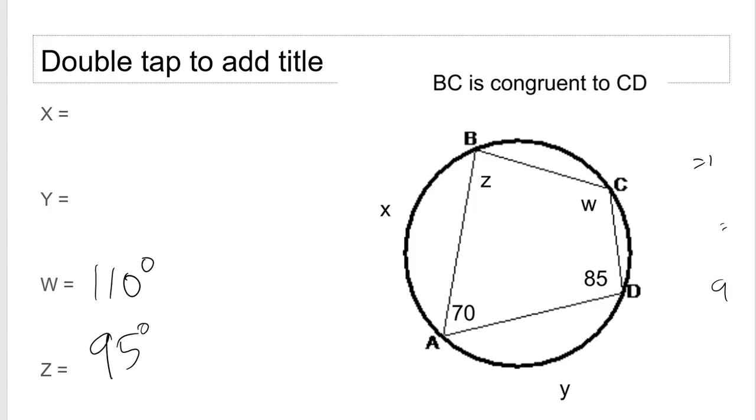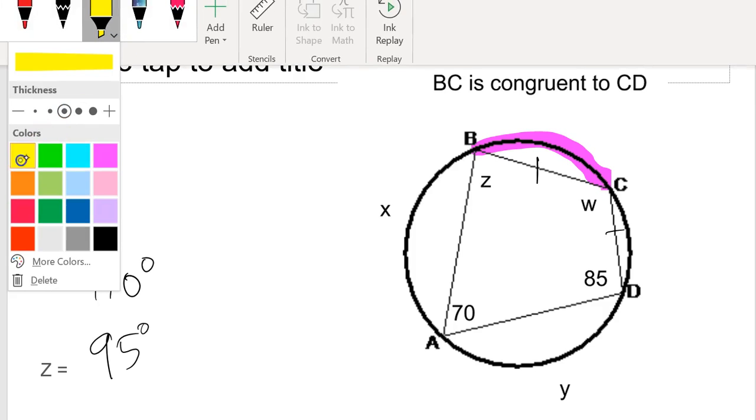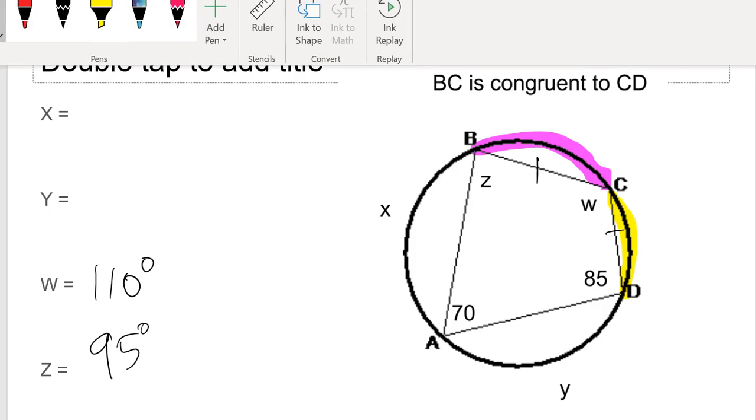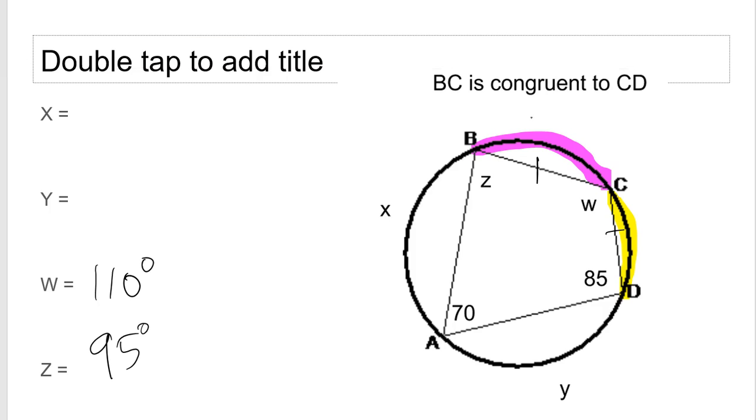Make some more room. Alright, the thing here, it says BC is congruent to CD. So BC is congruent to CD. Okay, remember, if that's the case, that means these two arcs, this arc and this arc, even though they might not look like it, are congruent. So whatever this is, this has to be.